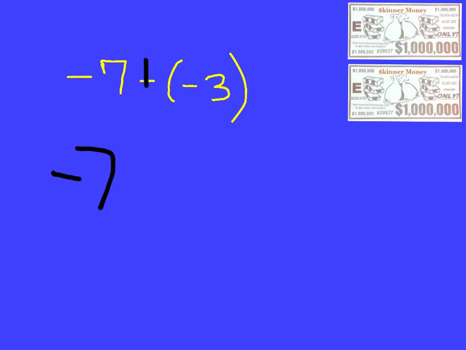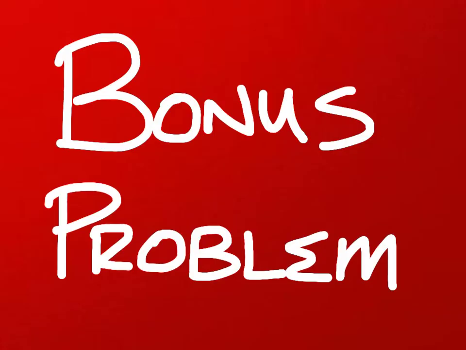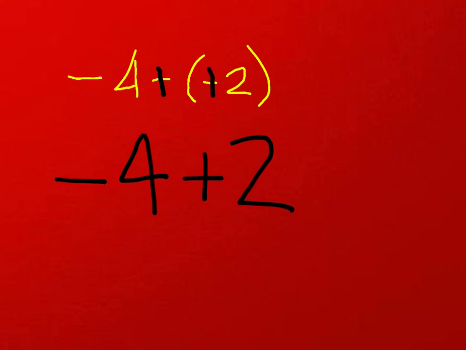Okay, so for this one we have negative 7, and this we can change to plus positive, so we can have a plus positive 3. We have a negative 7 and a positive 3, that makes this negative 4. Okay, so for this one, remember we have negative 4 minus a negative 2, so we can change it to plus positive. We've got a negative 4 plus a positive 2, so our negative 4 is bigger. That gives us a negative 2.